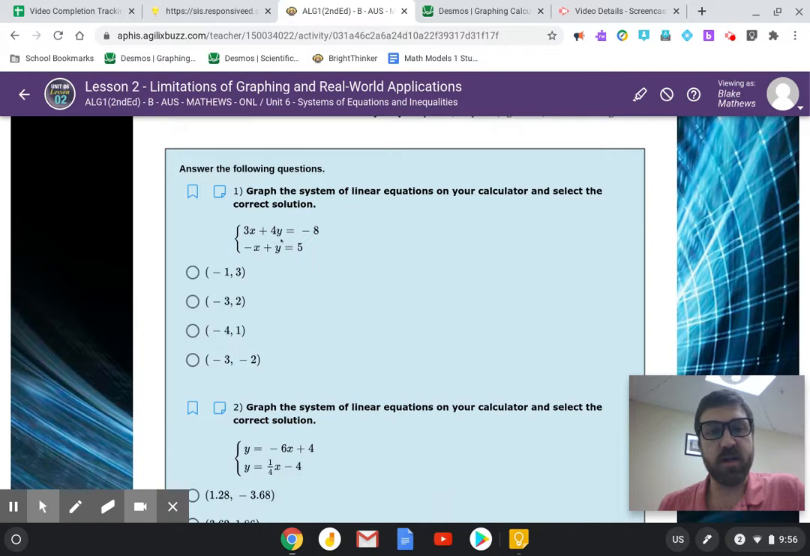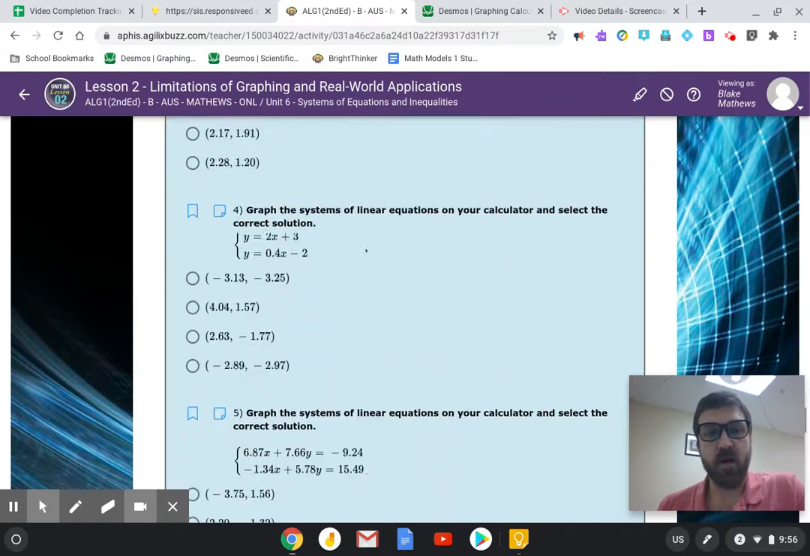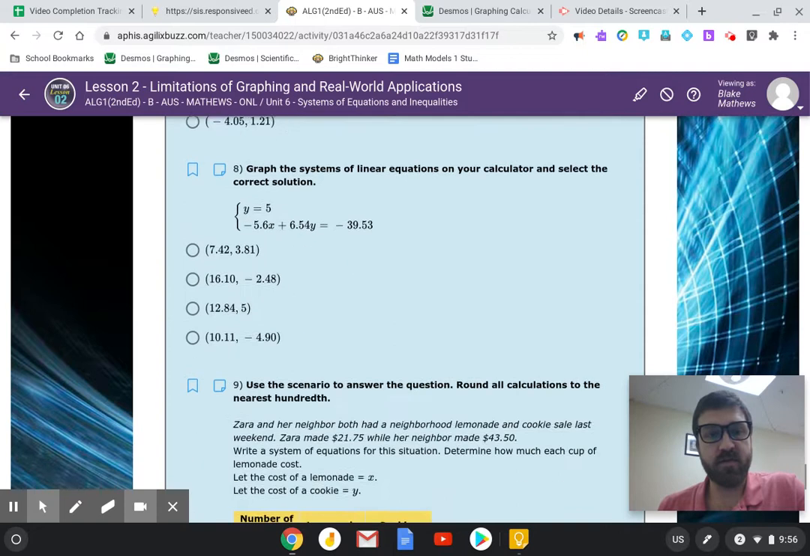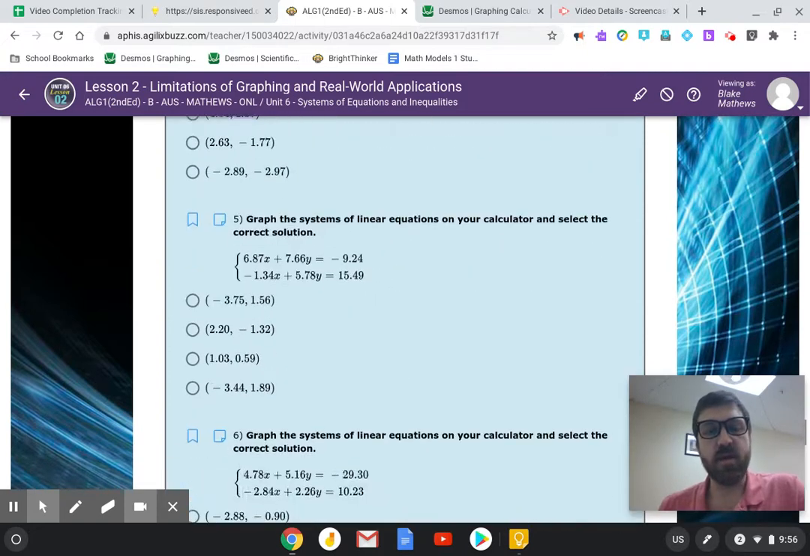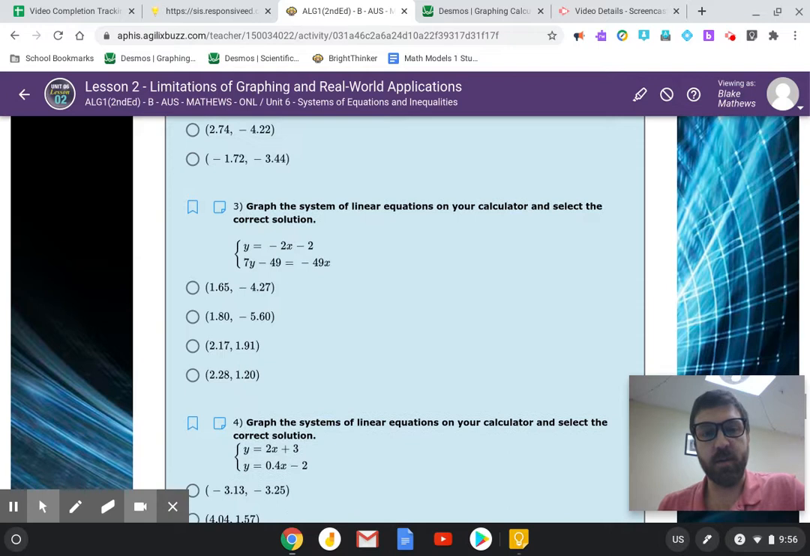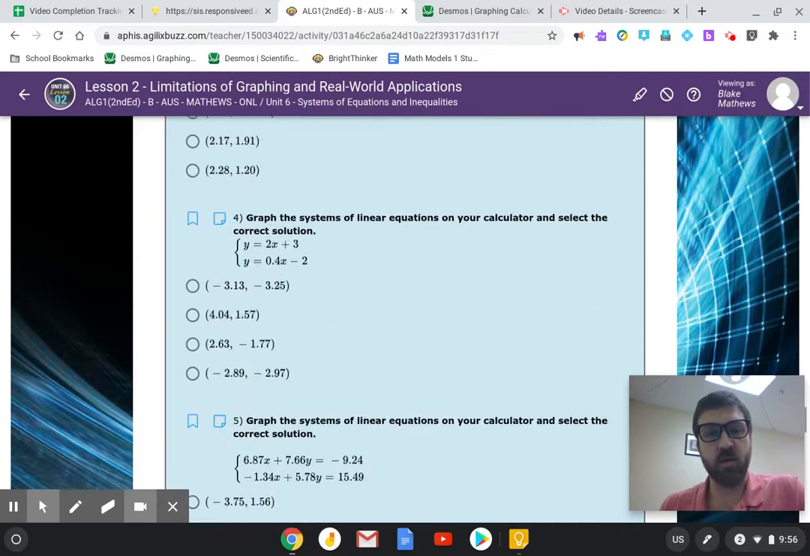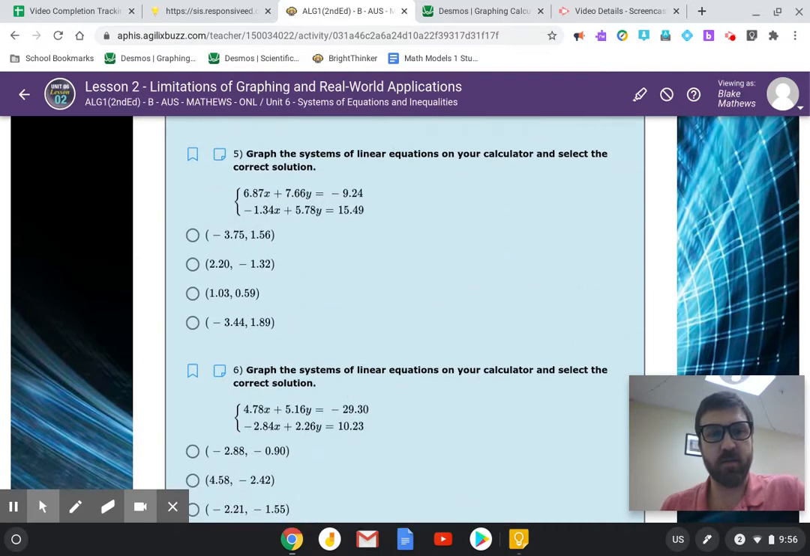You'll notice in each question they give you a set of two equations. All of them, 1, 2, 3, 4, 5, 6, 7, 8. We'll talk about 9 and 10 separately. But for 1 through 8, you're just going to do the following. Let me pick one that's a little weird. I'll just do number 5. So we've got these two equations.